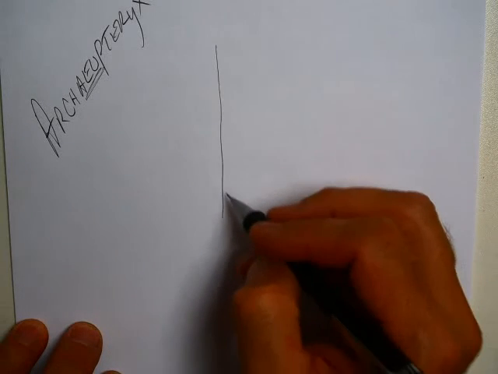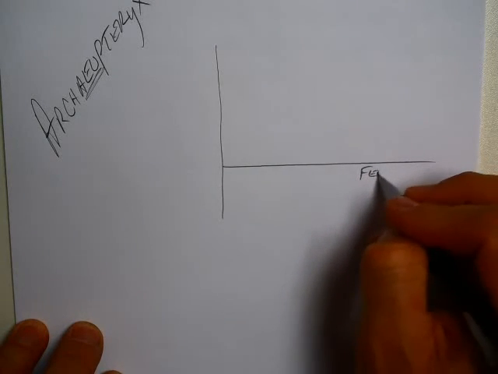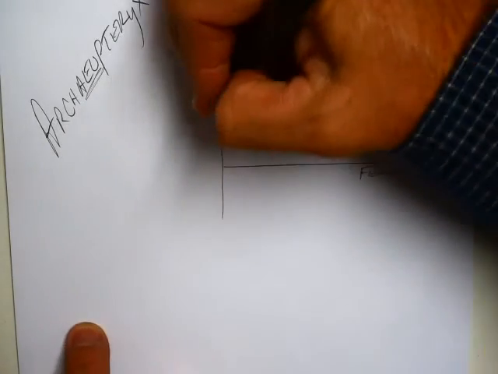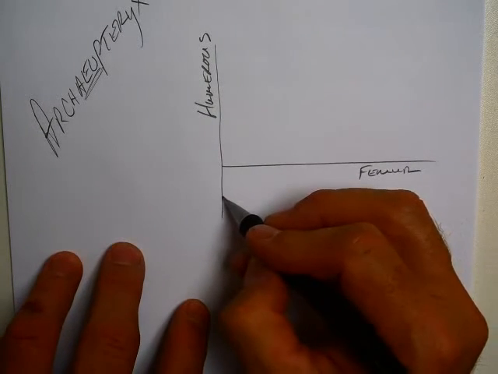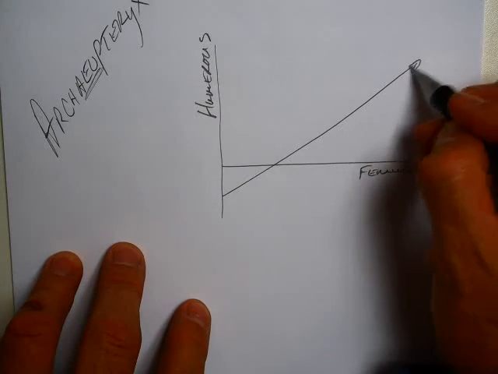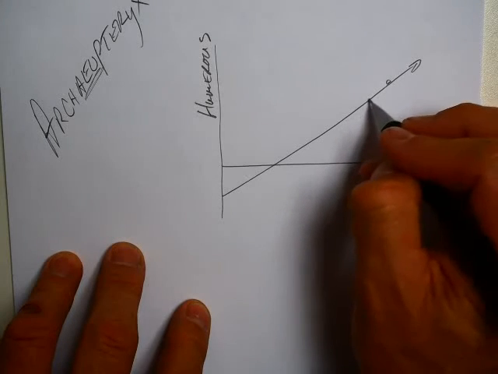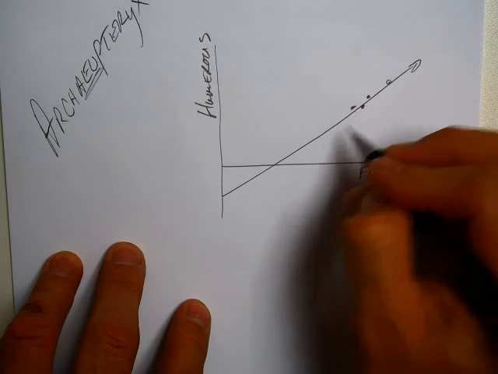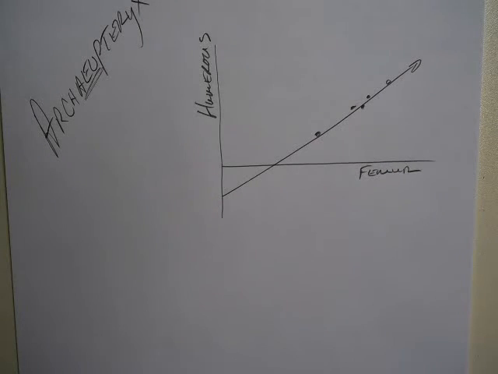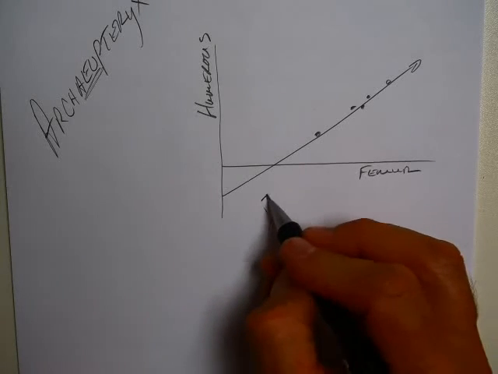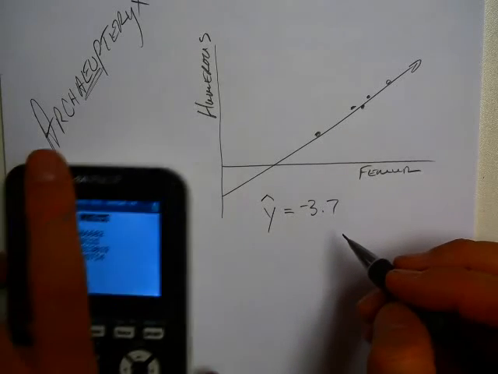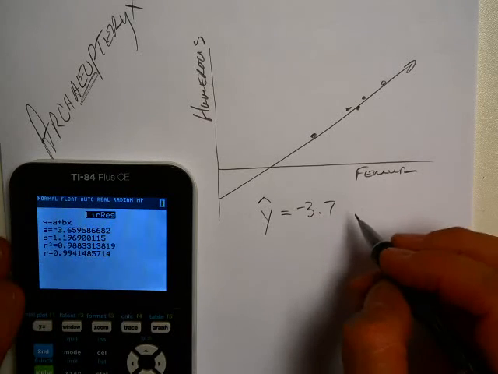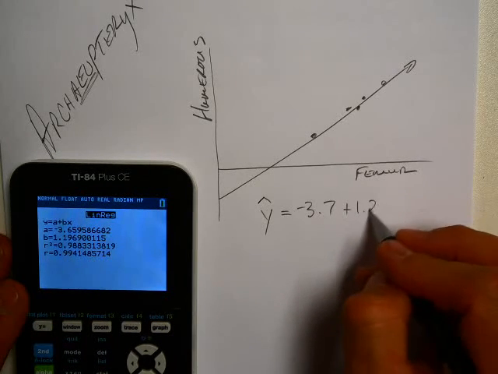If I were to draw this out, it would look something like this. Femur, humerus, and my line of best fit, my line of regression, my least squares line is doing something like this, and I've got some data that's pretty close to the line. I don't know, something along those lines. That's probably not exactly right, but that's okay. And my equation for the line, y hat, equals negative 3.7 about, that's my number there, my a, plus 1.2x.